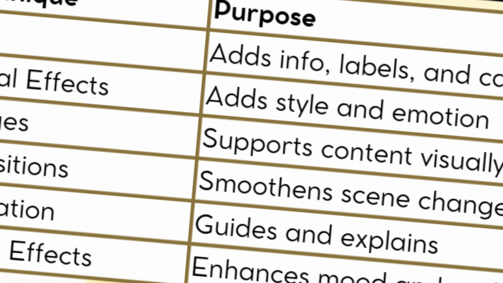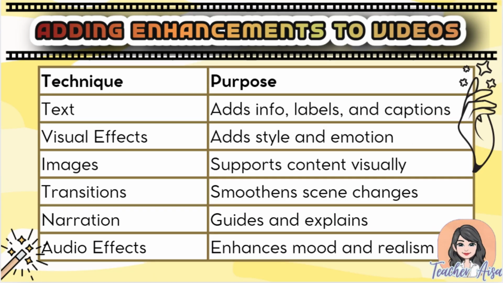In video editing, several techniques enhance both clarity and creativity. Text is used to add information, labels, or captions, helping viewers understand key points. Visual effects bring style and emotion, making scenes more dynamic. Images support the content visually, reinforcing the message. Transitions ensure smooth changes between scenes, maintaining the flow. Narration helps guide the audience and explain concepts, while audio effects add mood and realism to the video. Together, these techniques create a more engaging and polished final product.